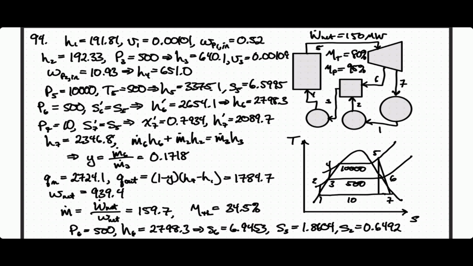Now, they also asked us for the irreversibility associated with the regeneration process. We know P6 and we know H6. We didn't find S6 before, so we can now get S6. We can also get S3 and S2 by looking them up, because we know the enthalpy and pressure at 2, and at 3 we know it's a saturated liquid and we know the pressure.